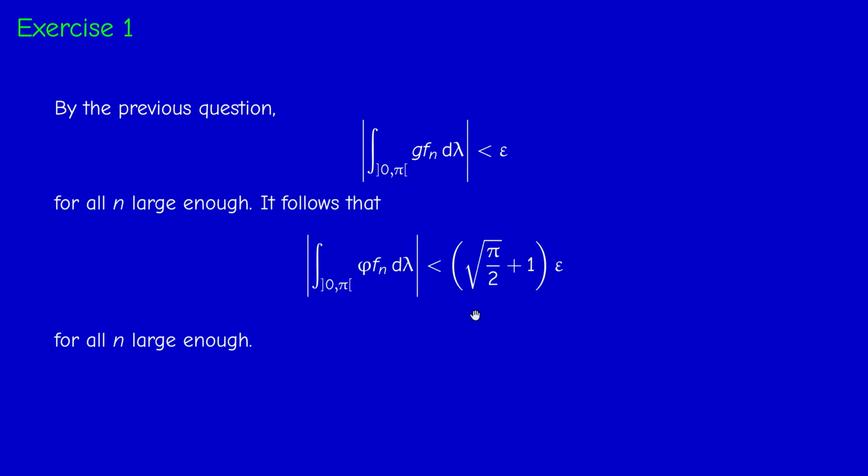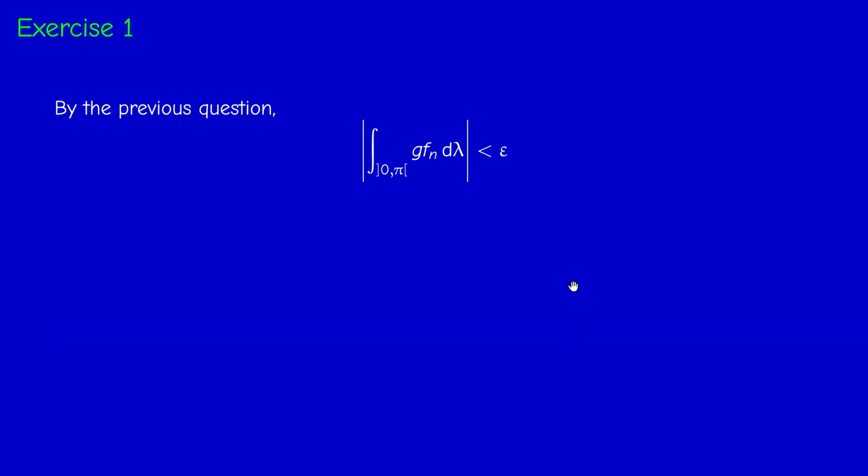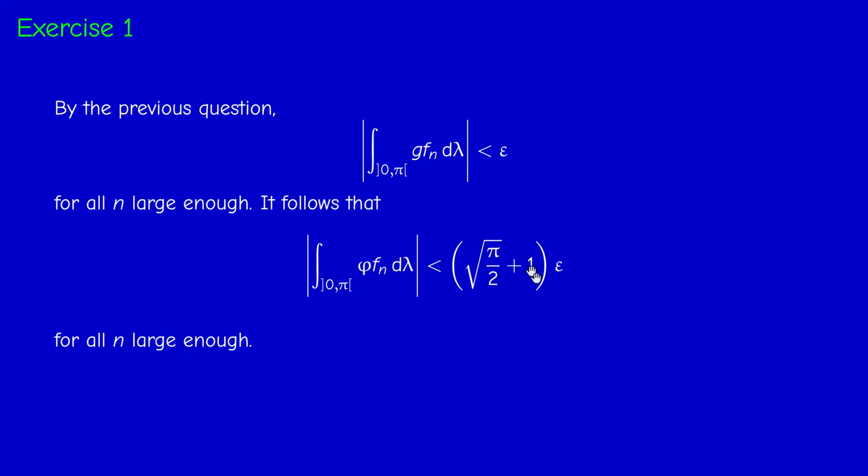And therefore, when we add together these two terms, we get that the absolute value of the integral of phi n is less than a constant times epsilon. Since epsilon was arbitrary, this means for all n large enough, so this precisely means that the integral of phi n tends to 0. Okay? And once again, the constant is not really important. So now, if we wanted exactly to have epsilon here, then we would have taken this to be less than epsilon over radical pi over 2 plus 1, but this is not really important. Even if you get 100 or 1000 epsilon, it's the same thing. Okay. So that's it. So this concludes exercise 1.